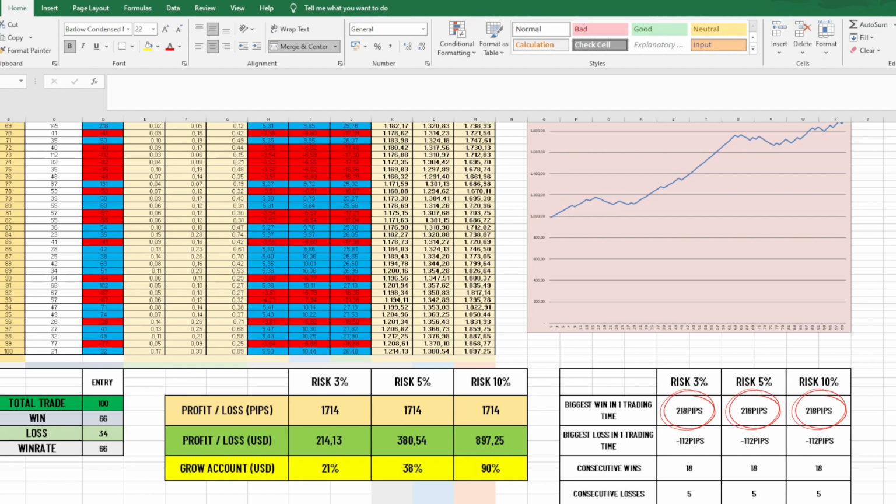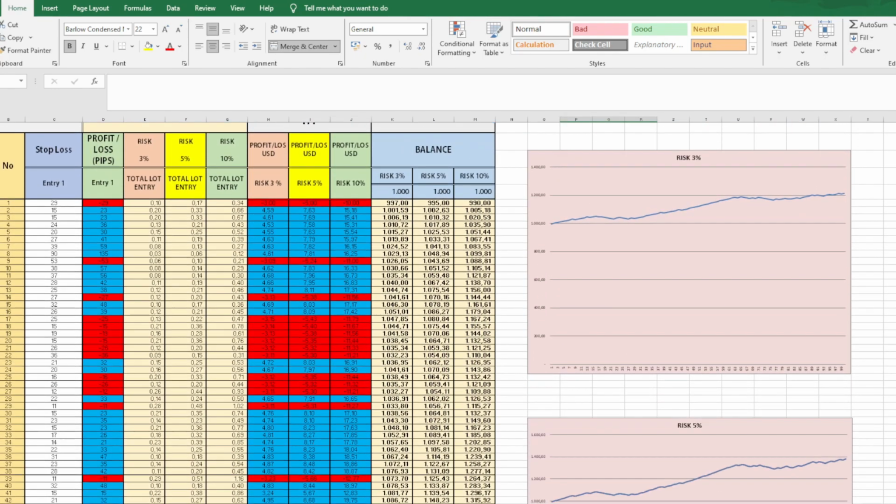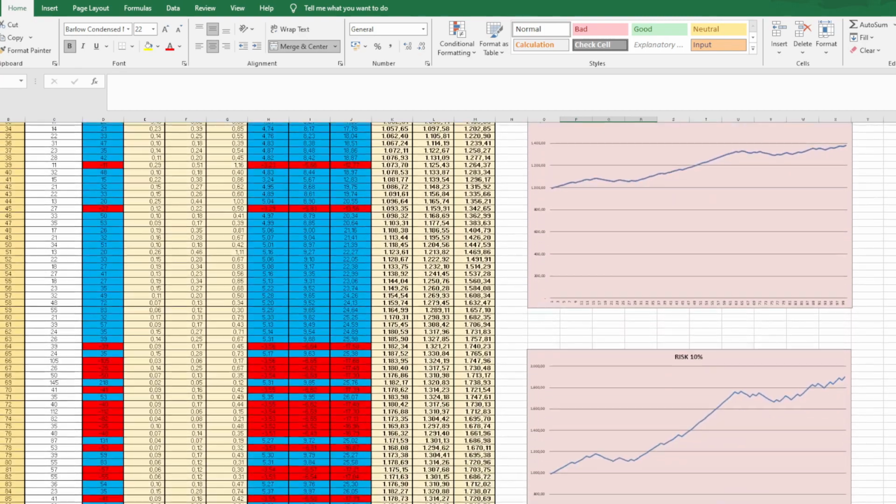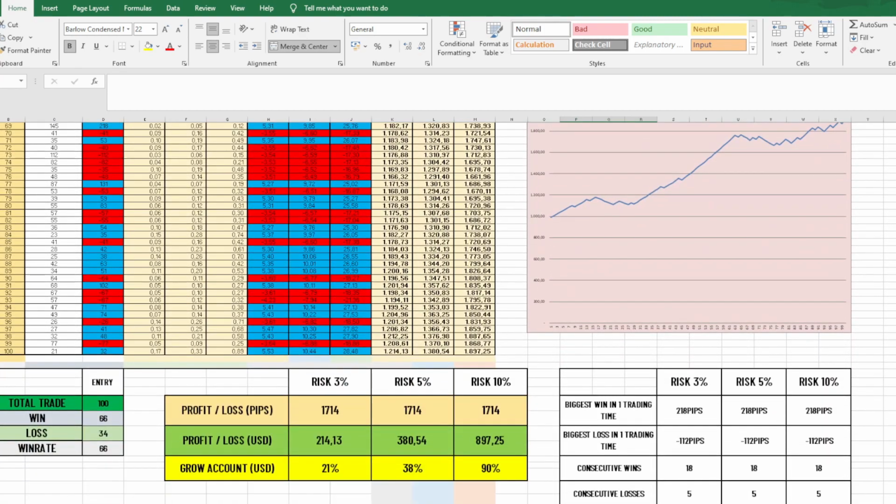9. This day trading strategy achieved its largest win of 218 pips in a single trade, and its largest loss was minus 112 pips in one trade. 10. As a final piece of data, this day trading approach obtained consecutive wins 18 times and consecutive losses 5 times. That is the backtesting result data if you use regular lots with a compounding system.